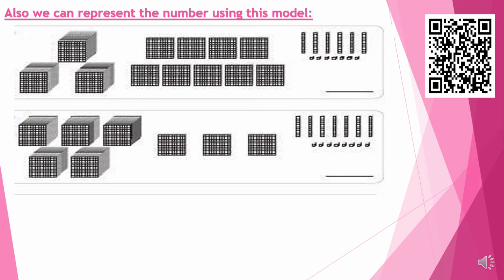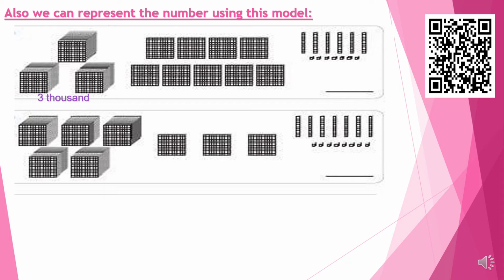Also, we can represent numbers using this model. This model we studied in grade 2. We called it concrete model, and in this model in grade 2 we used small squares to represent ones and sticks to represent tens and big squares to represent hundreds. The newest one today, I will use cubes to represent 1000. So I have here 3 cubes, so 3000.